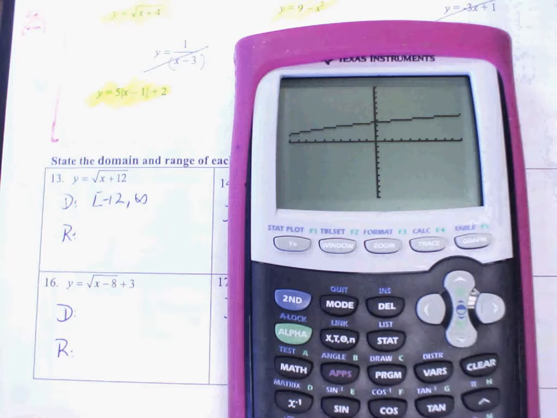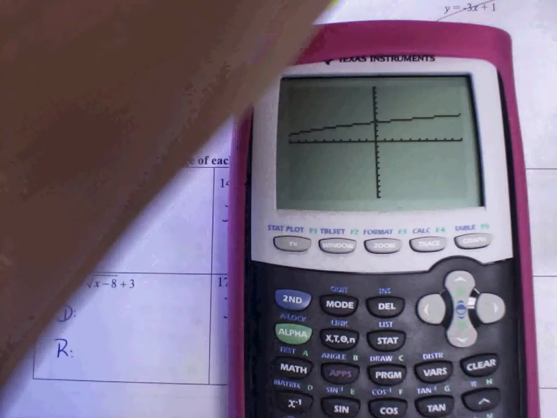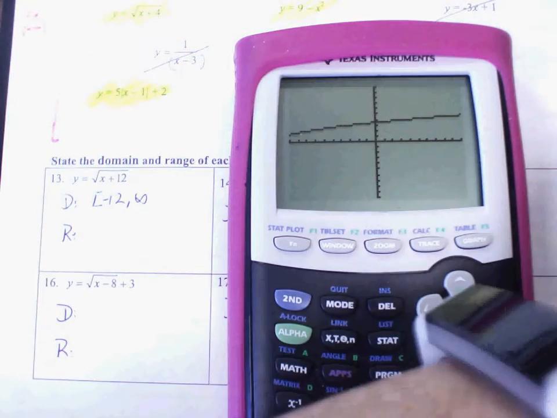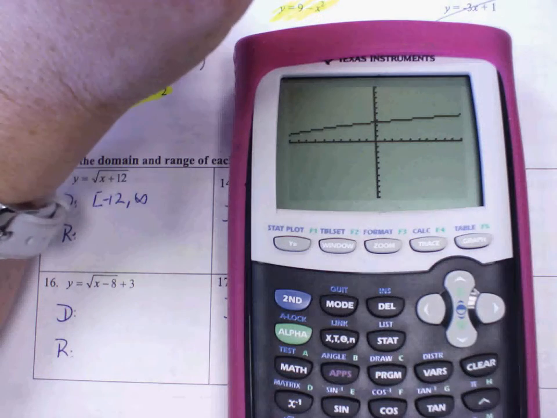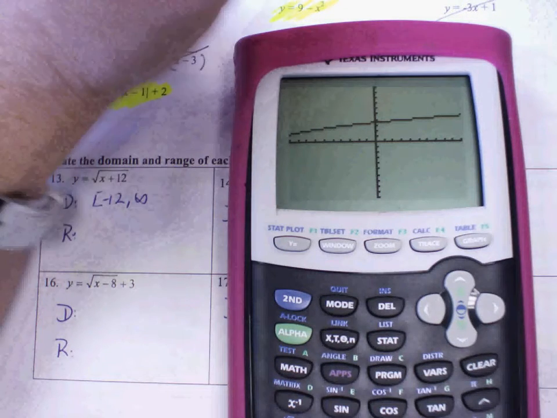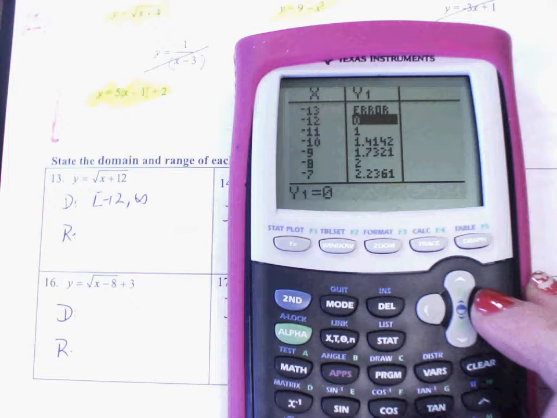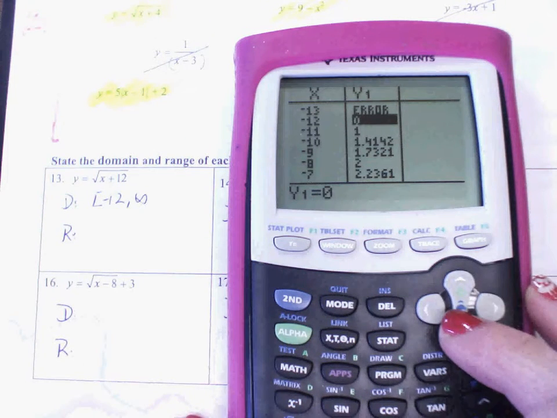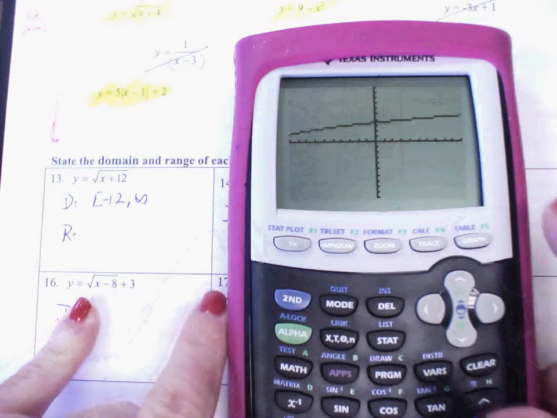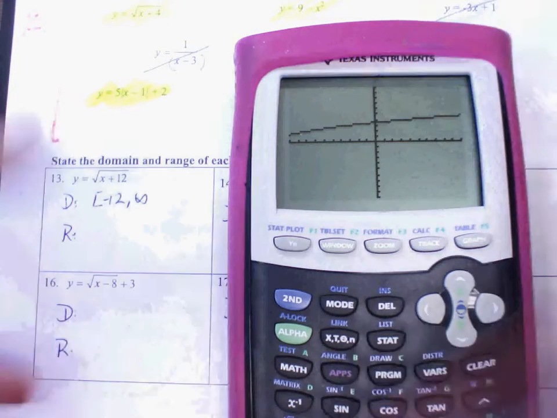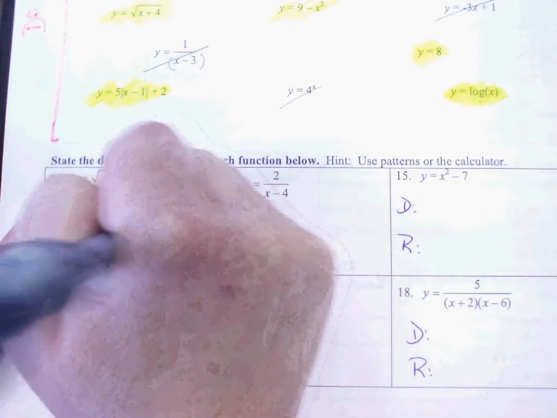What about my range? My range would be up and down. So where does it start on my range? On 0. Thank you very much. And then it goes all the way to what? Positive infinity, because it keeps on going. Very good. So it would be from 0 to positive infinity.